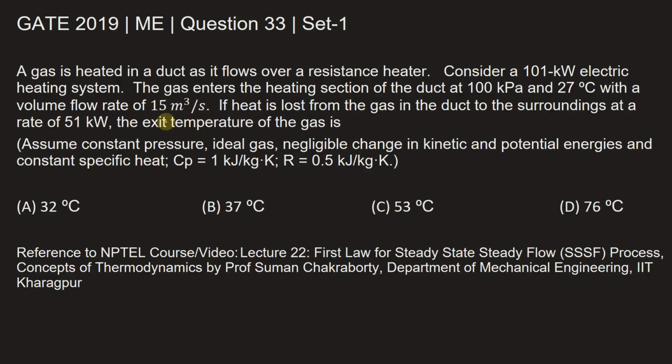Now we need to find the exit temperature of the gas from the duct, and also we need to assume that the pressure is constant, it is an ideal gas, and the change in kinetic and potential energy is negligible. And the value of Cp and R, that is the gas constant, is given in the problem.